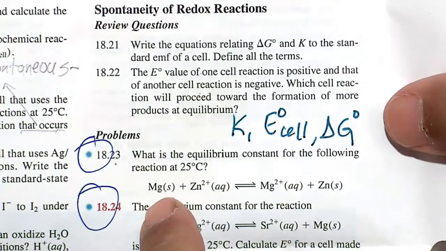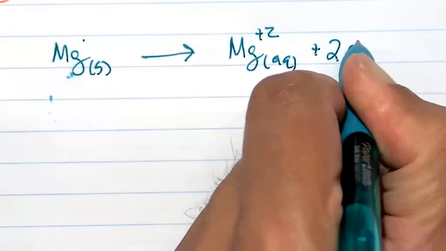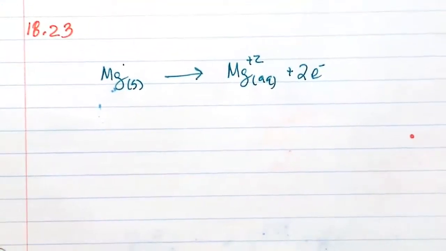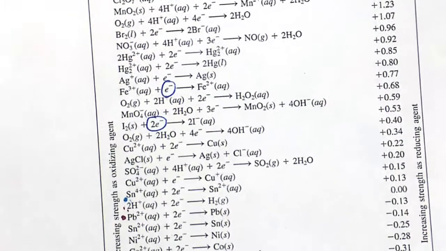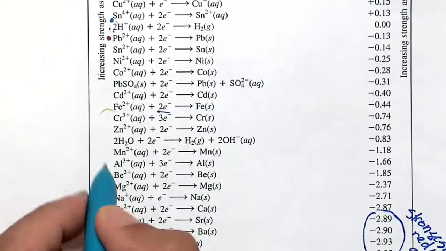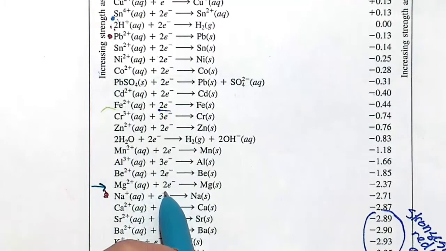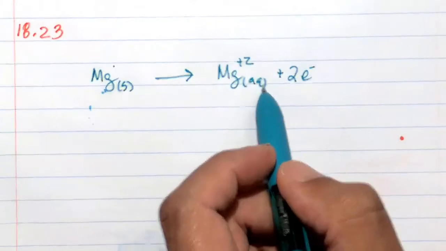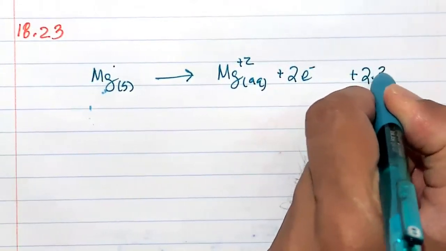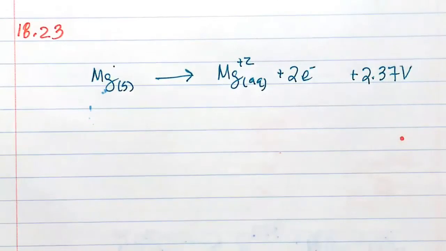So here we have magnesium solid going to Mg plus 2, aqueous. Let's balance this with 2 electrons. And let's get our reduction potential table to see how much voltage is associated with this half reaction. Here we go, magnesium. Magnesium gains 2 electrons, and it's minus 2.37 volts. Here, magnesium loses those 2 electrons, so we have to flip it. So it's positive 2.37 volts.